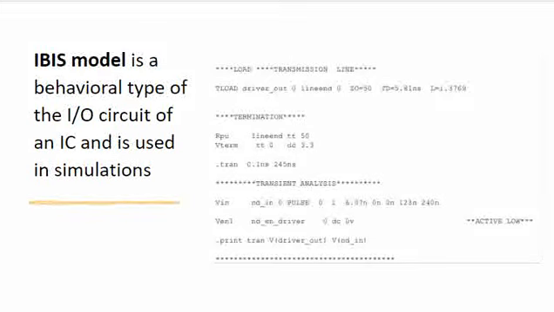Hello all. So we have been talking about models that are used for signal integrity, right? And then we have talked about the IBIS model. IBIS model is nothing but the input-output buffer specification model, right? So the basic model is used for modeling the I/O circuit of the IC, and this is what is predominantly used in the simulations. And if you are using HyperLynx, this is what is used for your simulations, right?